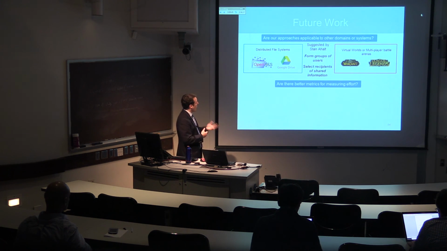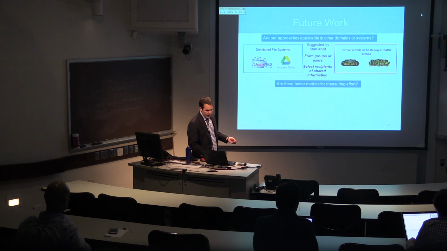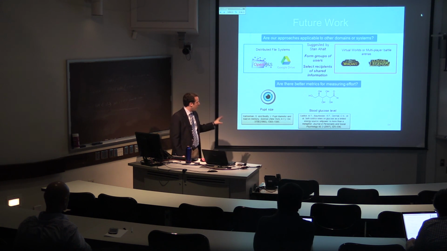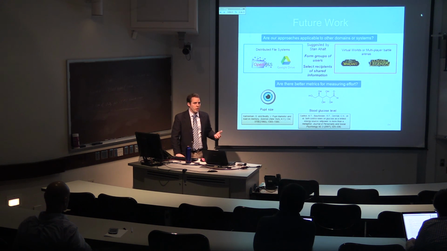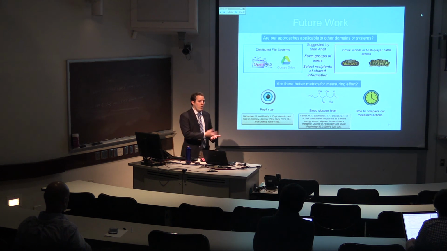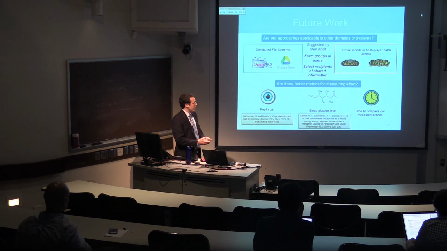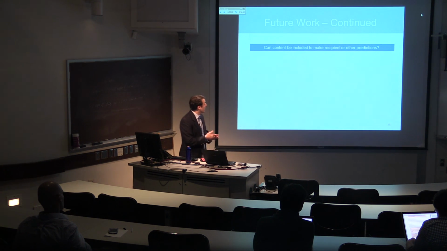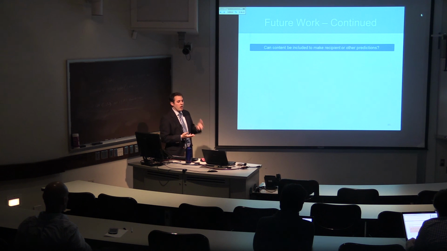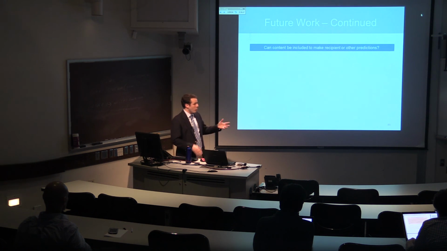There's also, we want to know, are there better metrics for measuring effort? Past work has observed that pupil size and blood glucose level is highly linked to the mental load of participants in studies. So those might be good measures of effort. Moreover, we only measured whether users scanned, clicked, or manually entered or switched between mice and keyboard. So it might be helpful to also measure the time it takes them to actually complete those, which some past work has also done. We also wonder whether content can be included to make recipient prediction, or maybe other predictions, better.